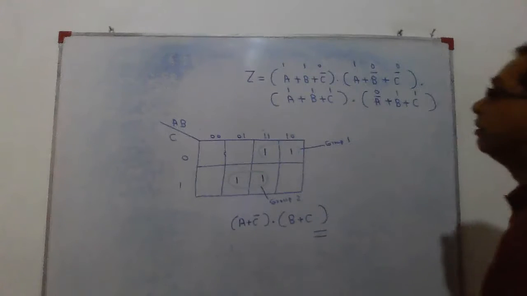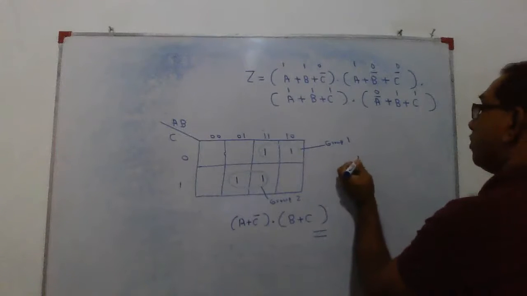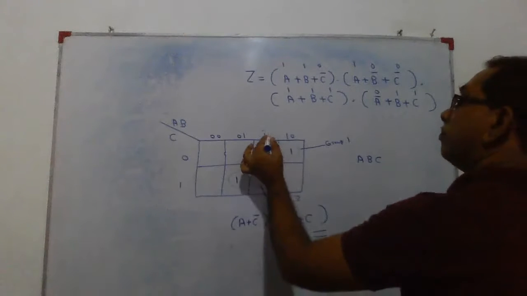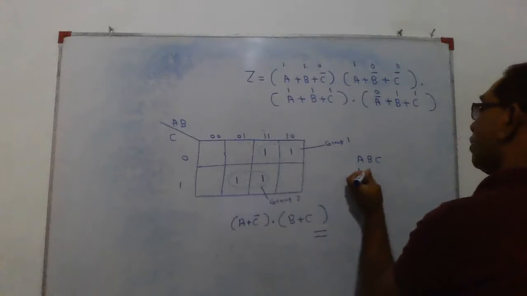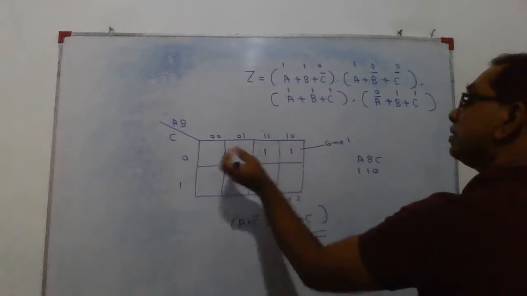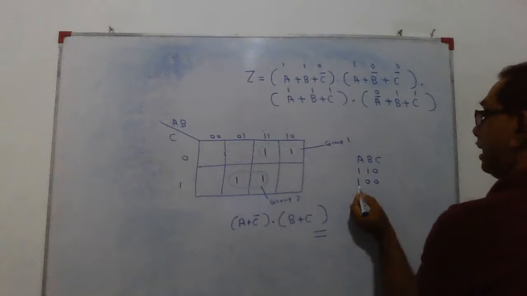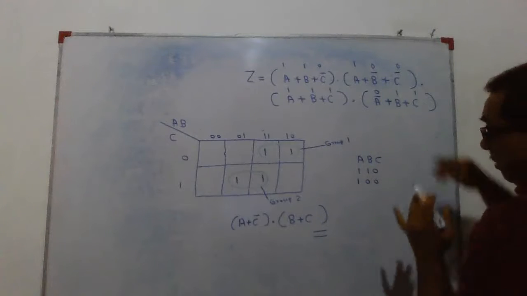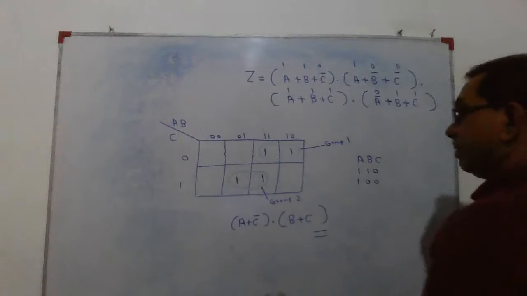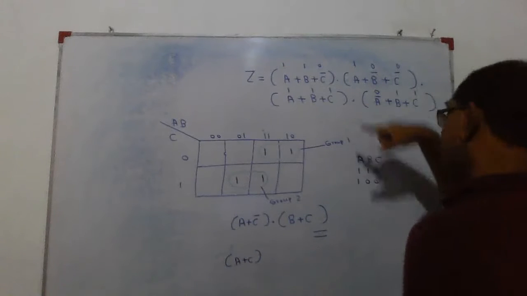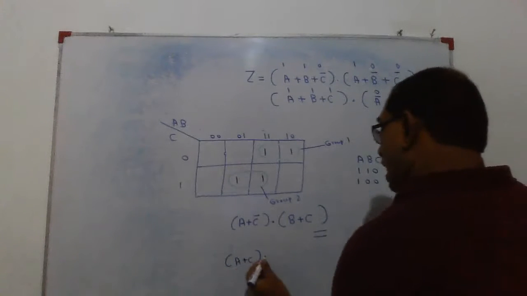Now if I go for the values here, what we have A and B and C. For the group 1 cell 1, 1 1 0, we have 1 1 0 here. Then 1 0 0, 1 0 0. What are the common things? We have common A, C. But what is the way? This is a product of sum statement. So we say A, O, C. If it is a sum of product statement, we say A and C. But here we say A, O, C.